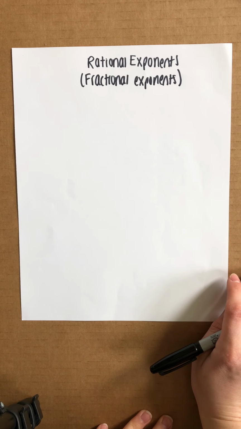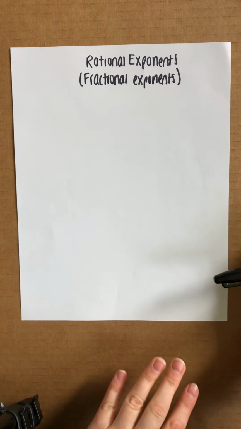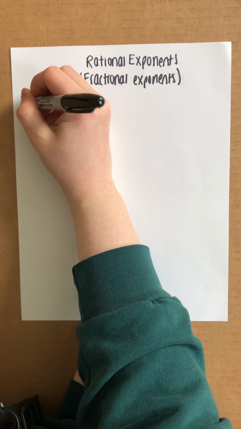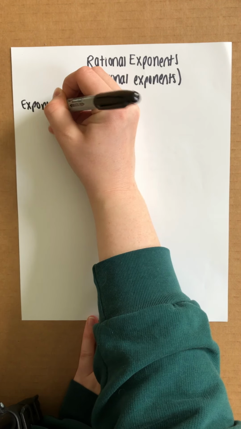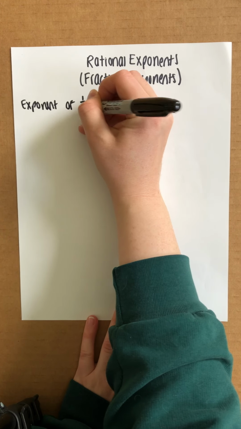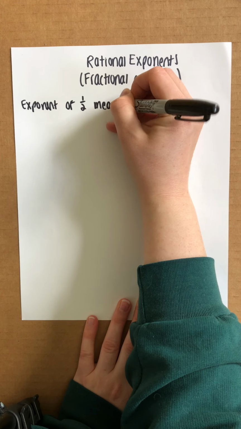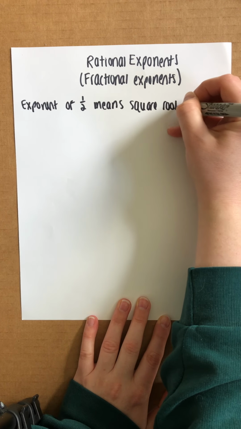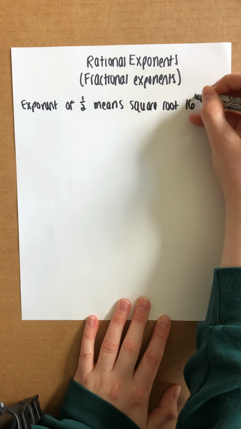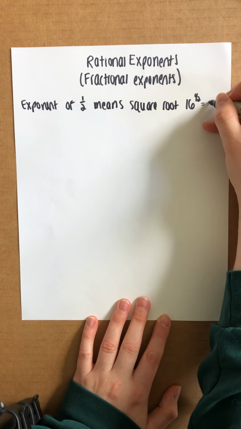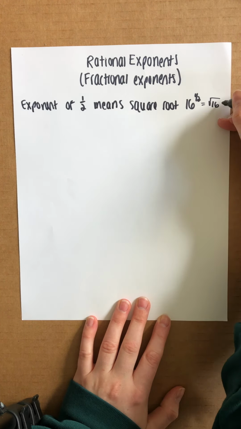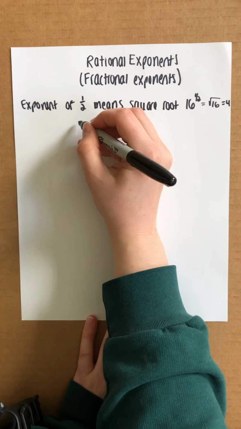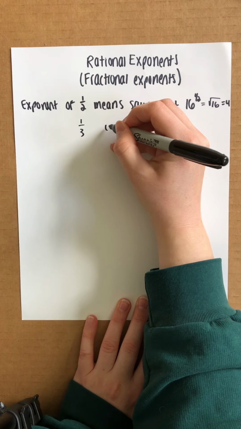This week we're going to be continuing with our exponent rules, and we're going to look at rational exponents, and sometimes you're going to see these called fractional exponents. So if we have an exponent of 1/2, that means that you actually have a square root. So if we had 16 to the power of 1/2, that actually just means the square root of 16, which we know equals 4. An exponent of 1/3 means a cube root.